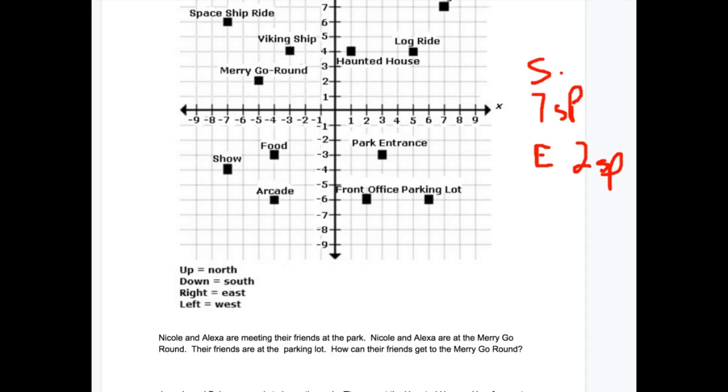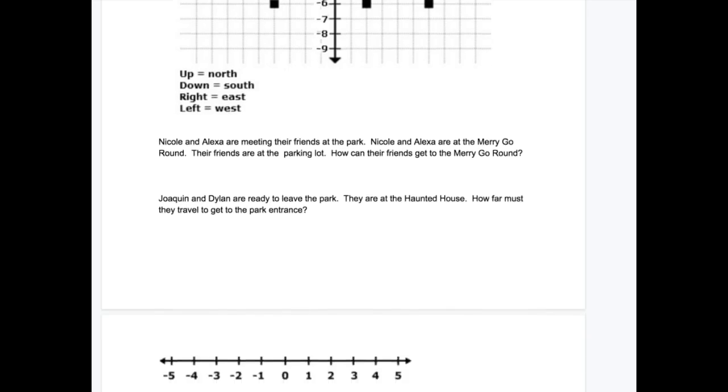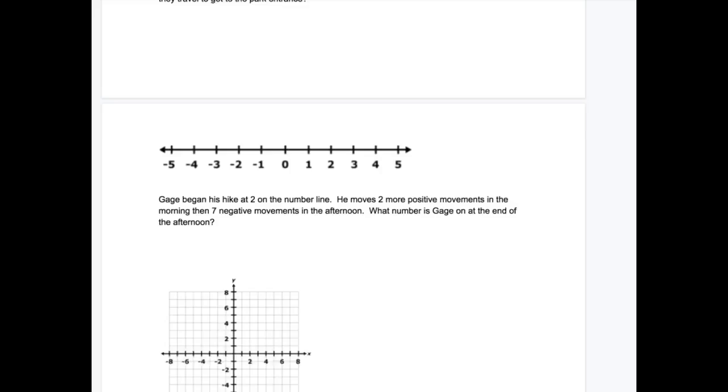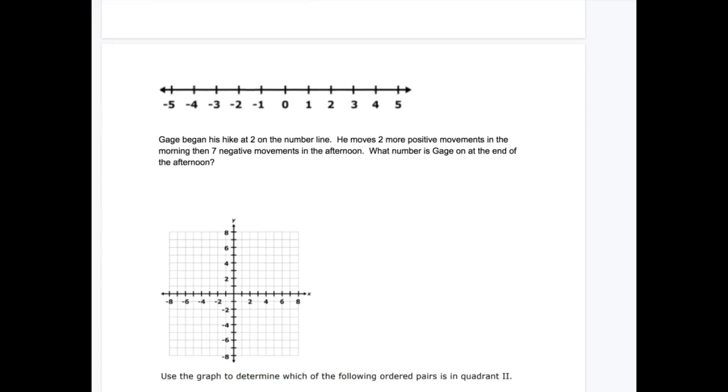So check this against what you wrote down. See how you did on that one. Now, taking a look at the next one.